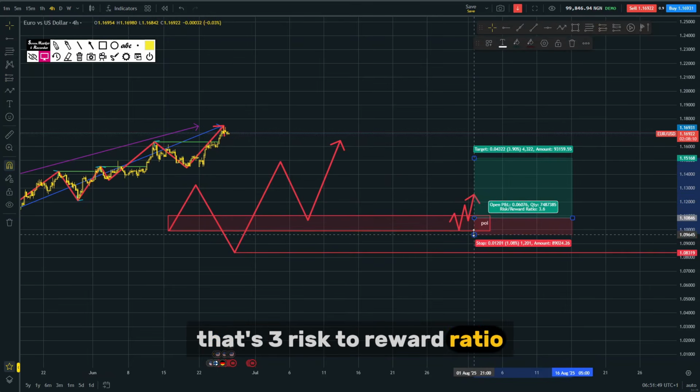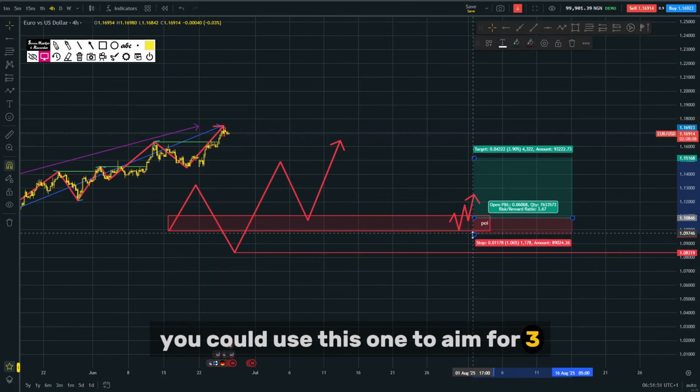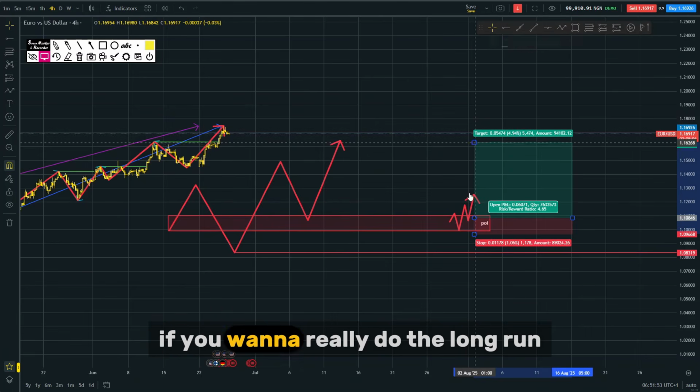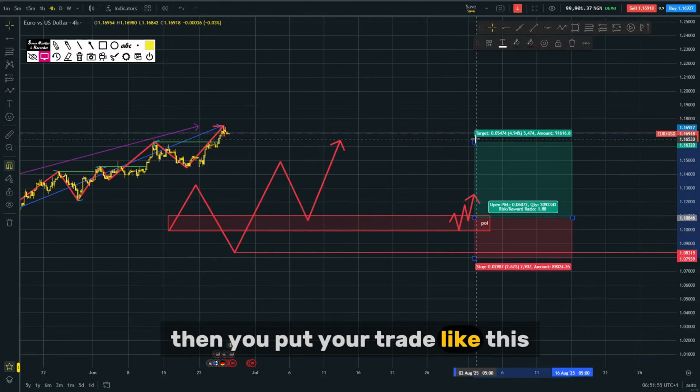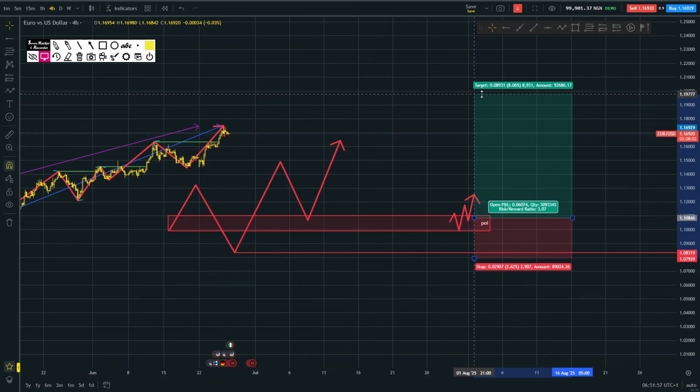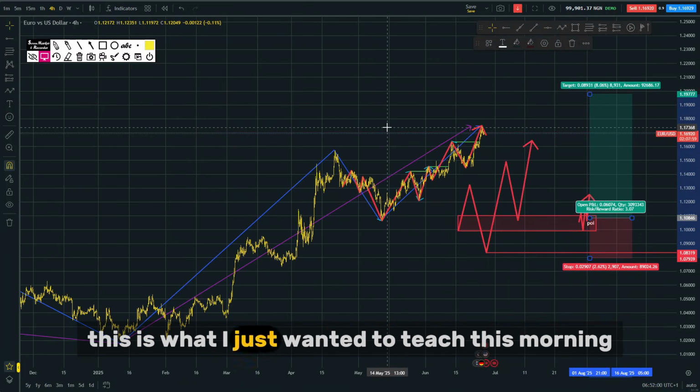3 risk to reward ratio. You could use this one to aim for 3 if you're scared for a long run. If you want to really do the long run, then you put your trade like this and you aim for your 3. So that is what I just wanted to teach this morning.